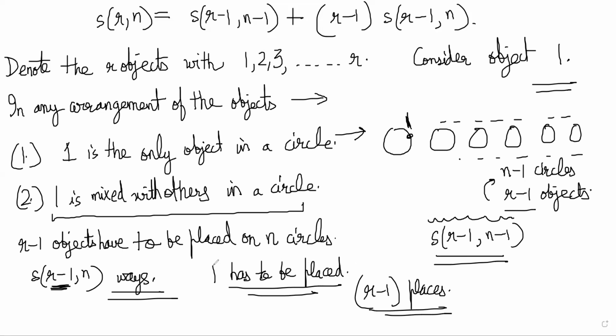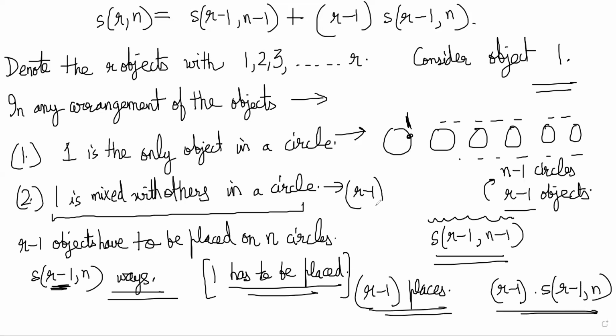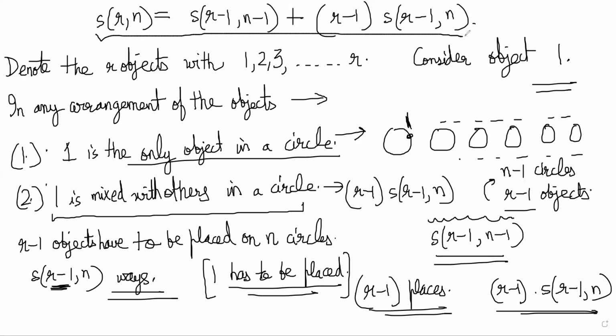So the total number of ways to do this, to place 1, is going to be R minus 1 times S of R minus 1 comma n, right? So this count is coming out to be R minus 1 into S of R minus 1 comma n. And the earlier count was S of R minus 1 comma n minus 1. So that gives us, by addition principle, because these are two mutually exclusive ways, this formula, right? S of R, n is equal to S of R minus 1, n minus 1 plus R minus 1 times S of R minus 1 comma n.